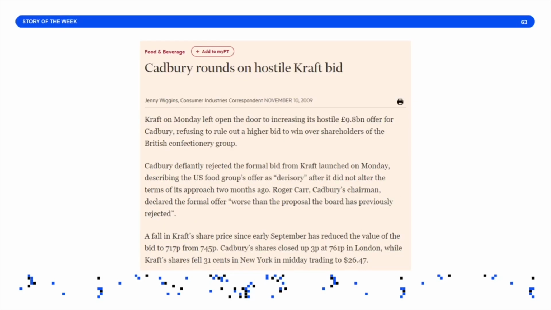The next day, Cadbury says, forget it. I think the operative word is that the offer is derisory. I don't know how to pronounce that word, but basically, it's laughable. Probably that's Oxbridge English, but it says it is laughable. And so it says, forget it. So the acquisition is officially hostile because Kraft makes an offer, and the CEO of Cadbury says, at this price, we are never going to sell. The price is too low.